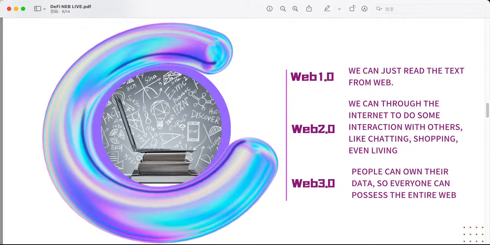So comparing among Web 1 and Web 2 and Web 3, we already know some differences among these three concepts. And with the internet development, I think in a few years, Web3 will develop a lot, and for our individuals, we can come to Web3 to build the whole web, and we will own the whole web.